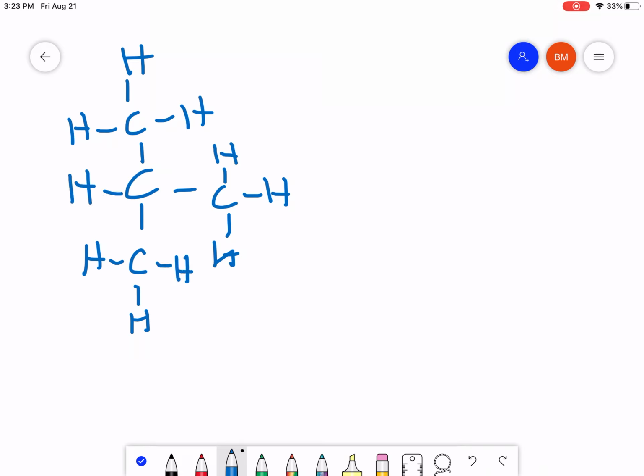Okay, so there's another one. It's a really ugly H. Let me fix that. There we go. All right, so there's another one. All right, so first I'm going to draw it in skeletal form.